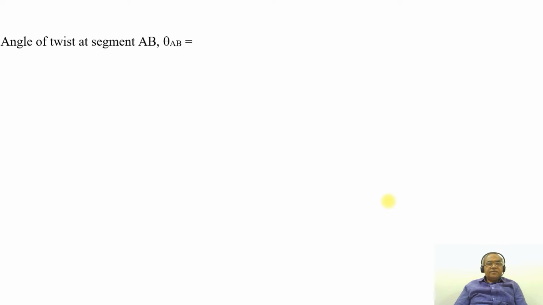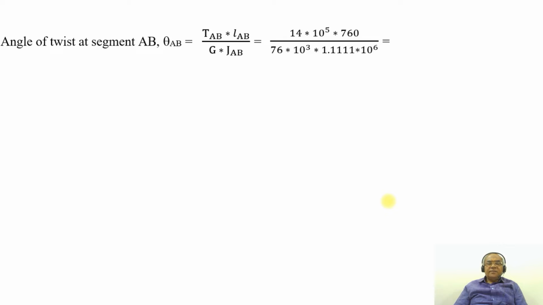Similarly, the angle of twist at the segment AB, theta AB, will be equal to TAB into length of AB divided by G into JAB, which is 14 into 10 to the power of 5 into the length of AB, 760, divided by G, which is 76 into 10 to the power of 3, into 1.1111 into 10 to the power of 6. This will be equal to 12.6 into 10 to the power of minus 3 radians, which is in clockwise direction.